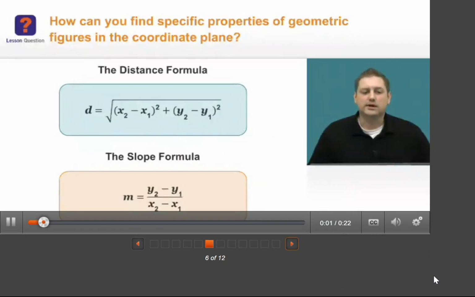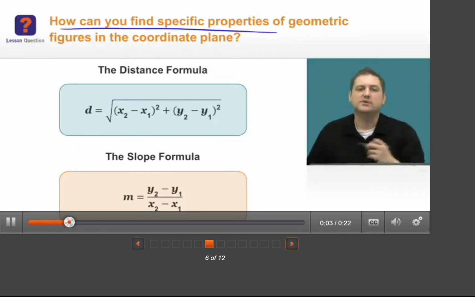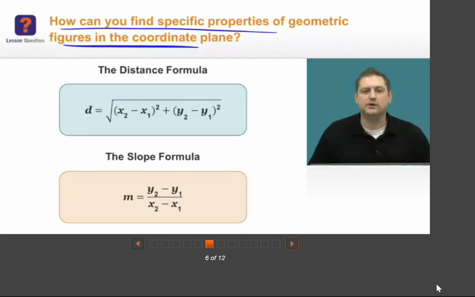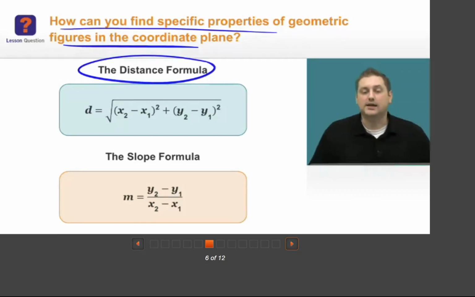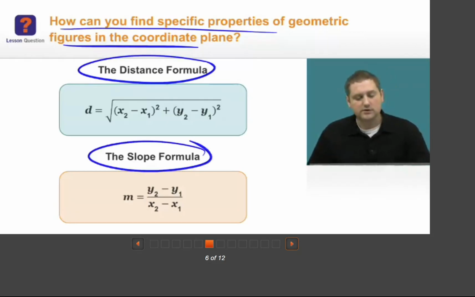In this lesson, we're working to answer the question, how can you find specific properties of geometric figures in the coordinate plane? And we've worked with the distance formula in order to be able to calculate side lengths. That allowed us to identify perimeter. Well, in this next part, we're going to be working with the distance formula again, but along with the slope formula, and that's going to help us verify some geometric properties.